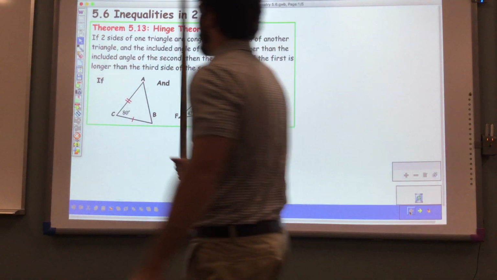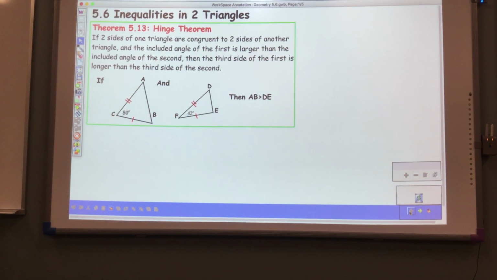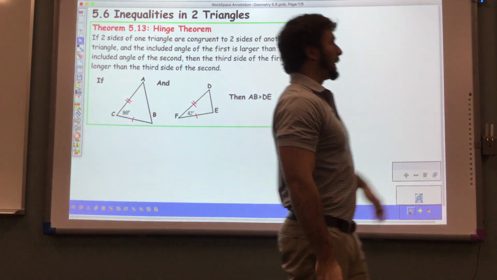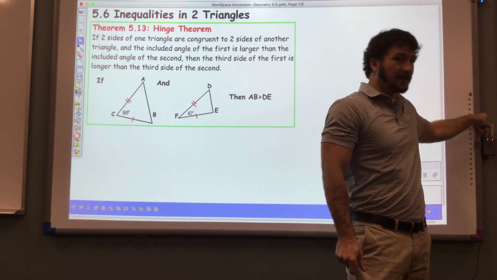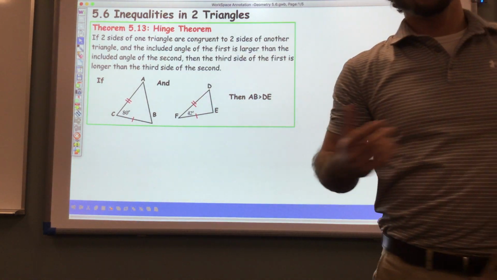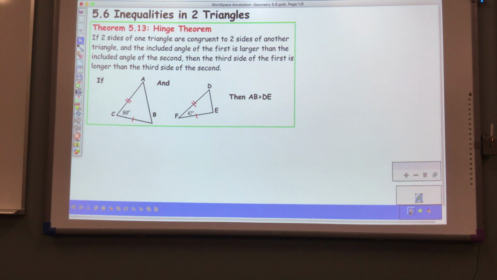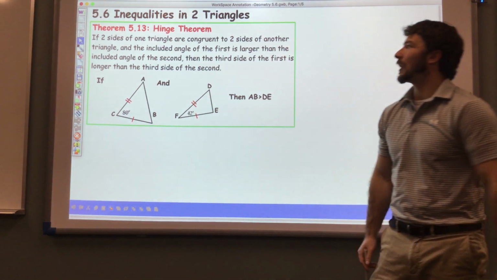Alright class, today we'll be doing more with inequalities. Today we'll be dealing with inequalities with two triangles. In the last lesson we talked about how you can tell if an angle is bigger than another angle depending on the opposite side, or if a side's bigger than another side depending on the opposite angles. We also talked about what lengths you must have in order to form a triangle. So now we're talking about comparing two different triangles.